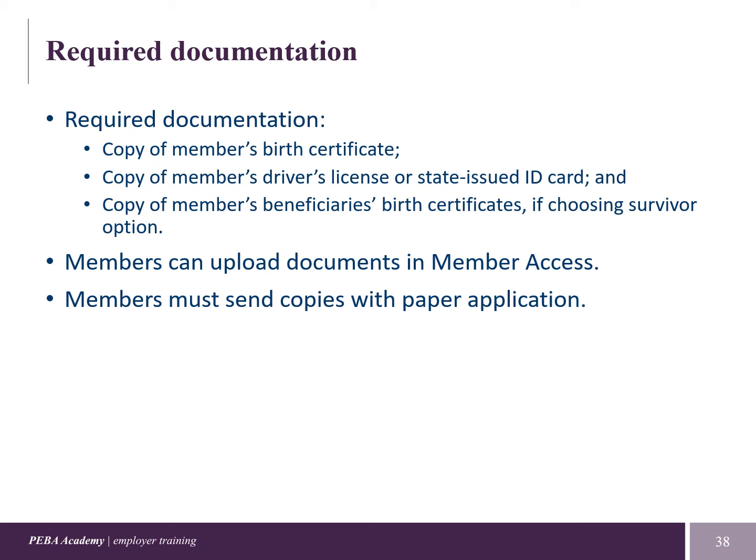Besides the forms, PEBA requires the following documentation: a copy of the member's birth certificate or other proof of birth, passport or marriage license, for example; a copy of the member's driver's license or state-issued ID; and proof of birth for members' beneficiaries if a survivorship payment option is chosen. If applying online, these documents can be uploaded. Otherwise, they should be sent in with the paper forms.